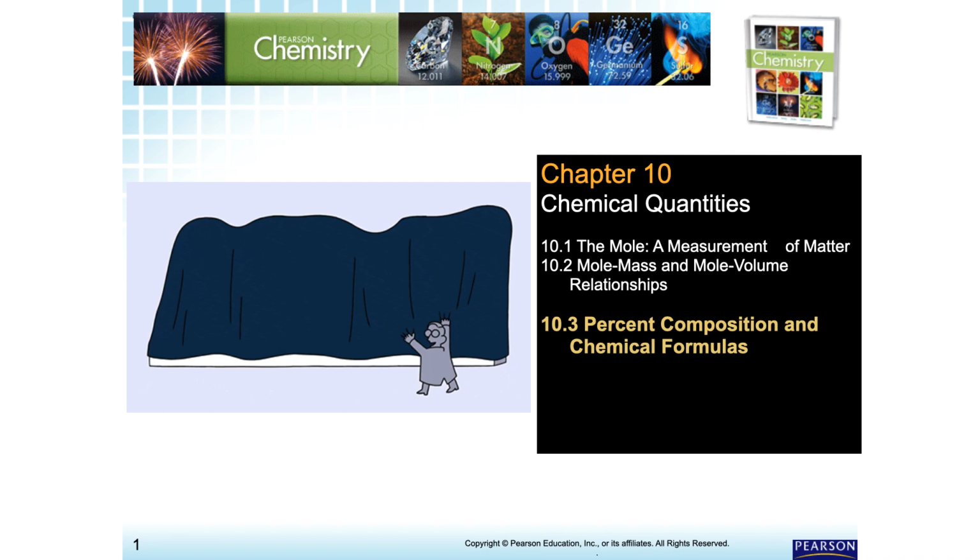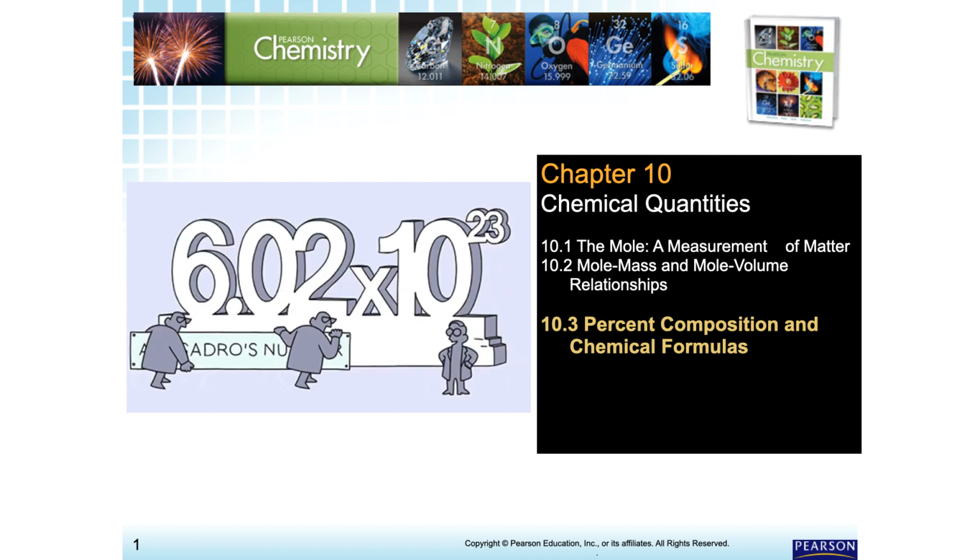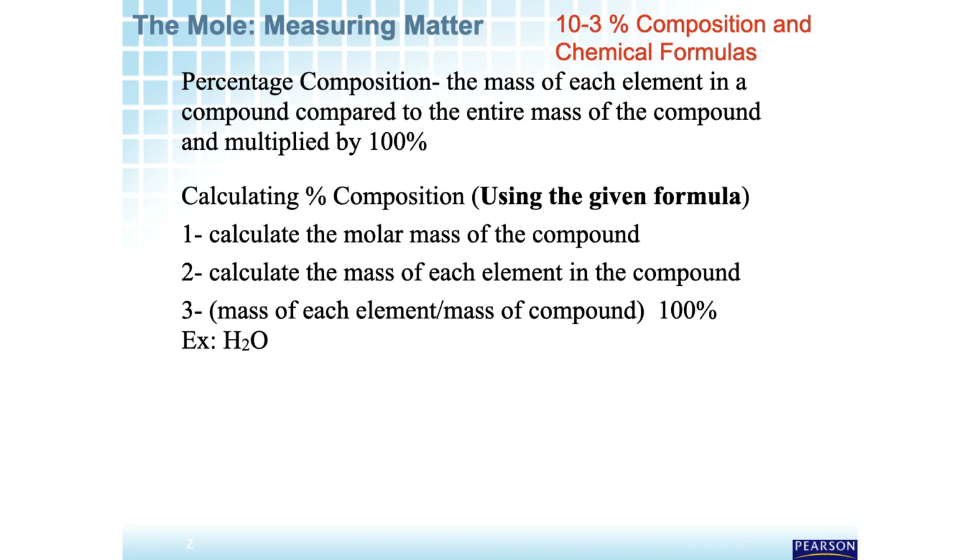All right, we're going to start the final section of Chapter 10, 10.3, percent composition and chemical formulas. Now, percent composition is part over whole. When you think about a percent, you say you got an 85%. That means you got 85 out of 100. By definition, the percent composition is the mass of each element in a compound compared to the entire mass of the compound and multiplied by 100%.